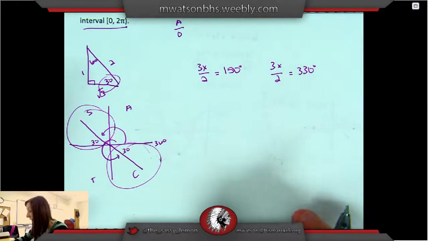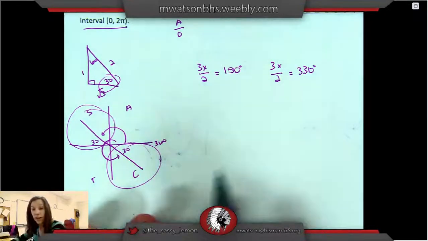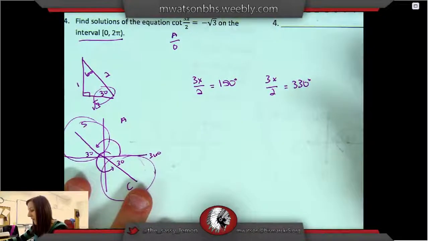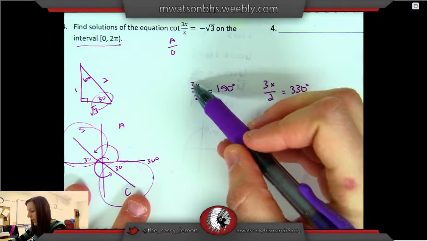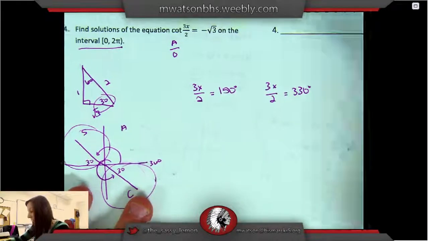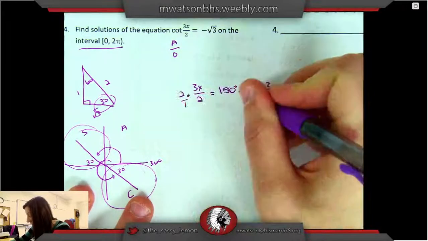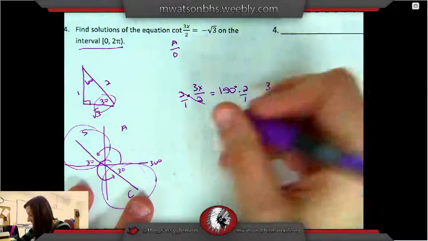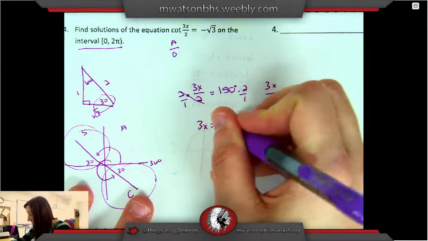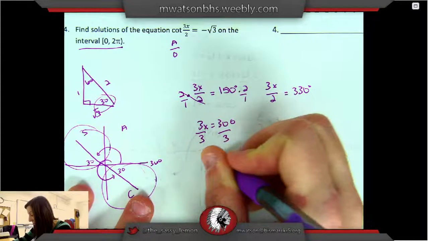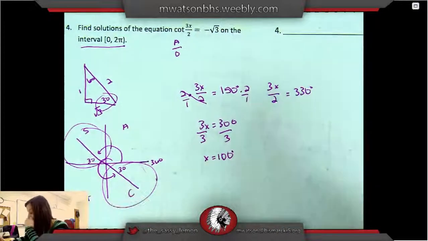And from here, you need to solve for x. So this is the extra step that gets thrown in with multiple angles. To get rid of this 3 halves, there's a couple things you can do. You can just multiply by 2 first, 2 over 1 to cancel that half, and you get 3x equals 300, and then divide by 3. So one of our answers is 100 degrees.